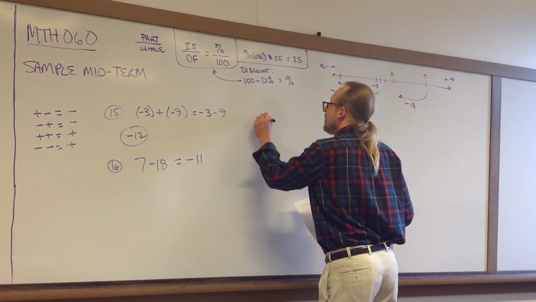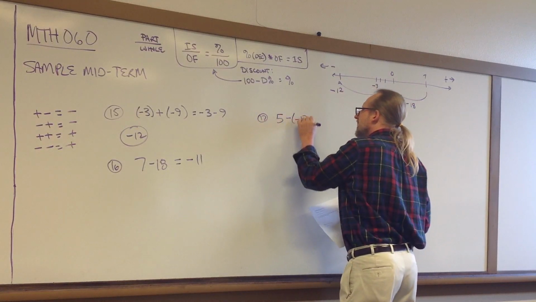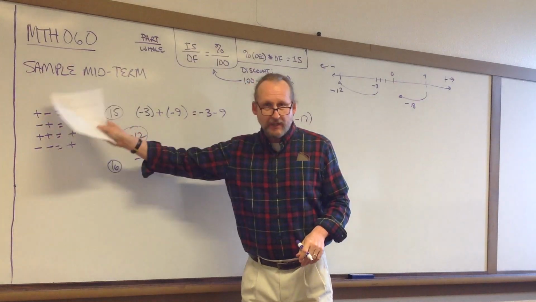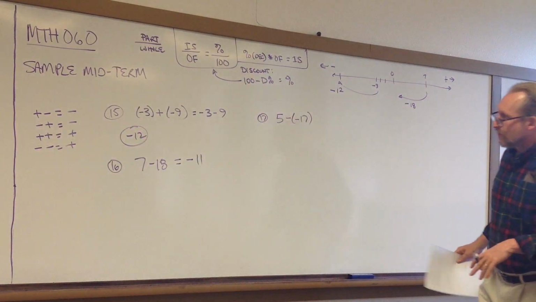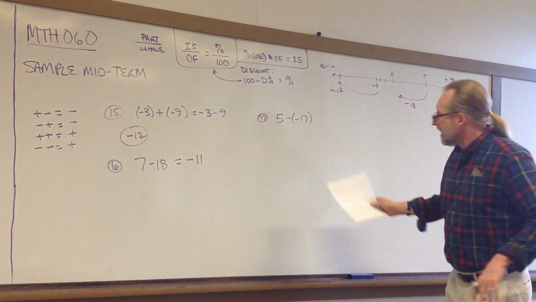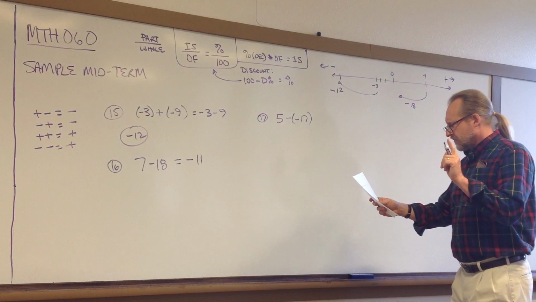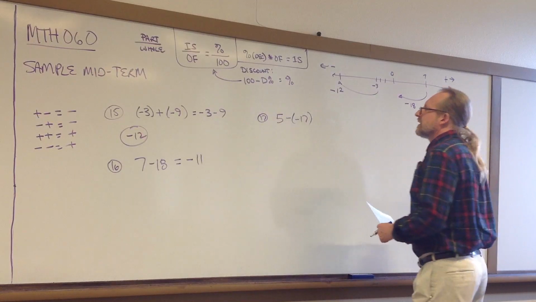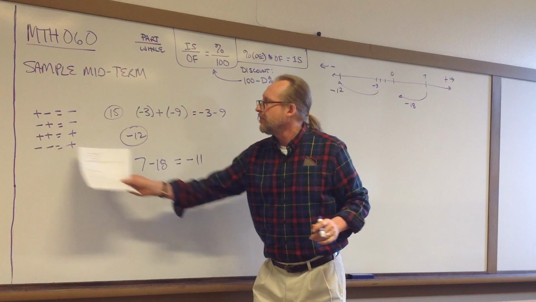Problem 17. 5 minus negative 17. So here, and this is something that you might want to put on your note card, is how to handle positives and negatives when they come together like that. Okay? Let's see here. I don't see any problems on here like this, but it's important to understand this and this will make a positive.